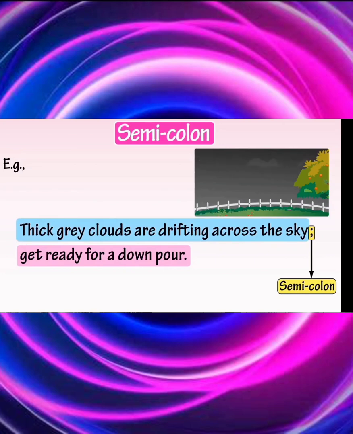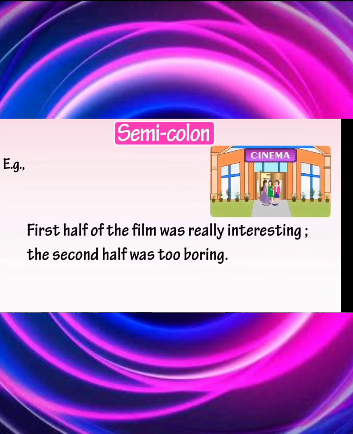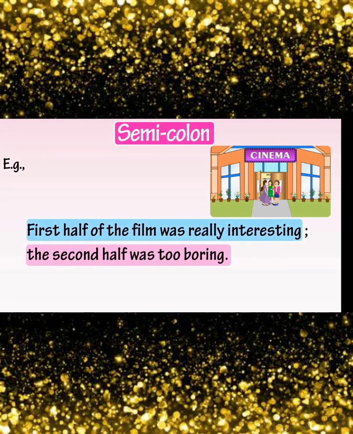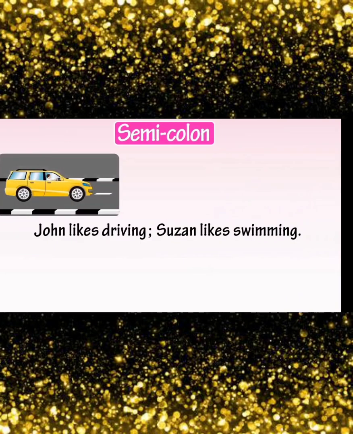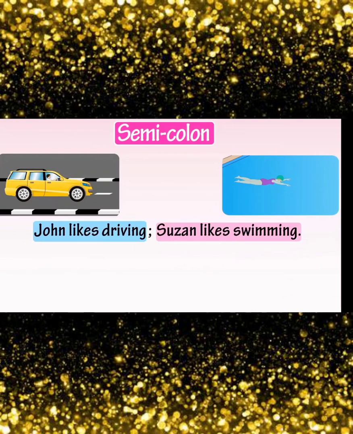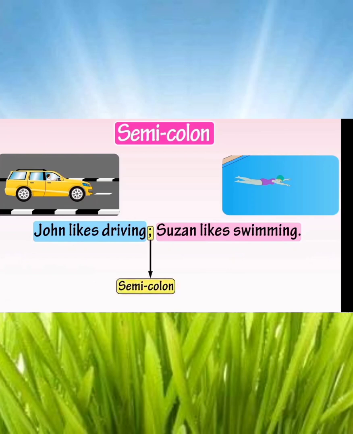Here are some more examples where a semicolon is used after the first clause. The first half of the film was really interesting; the second half was too boring. Here again we have two clauses without any coordinating conjunction between them, so we have used a semicolon. John likes driving; Suzanne likes swimming. Here again we have two clauses without any coordinating conjunction between them. Instead, we have used a semicolon.